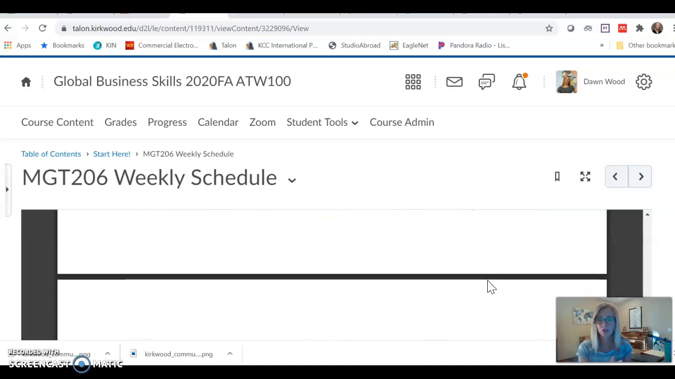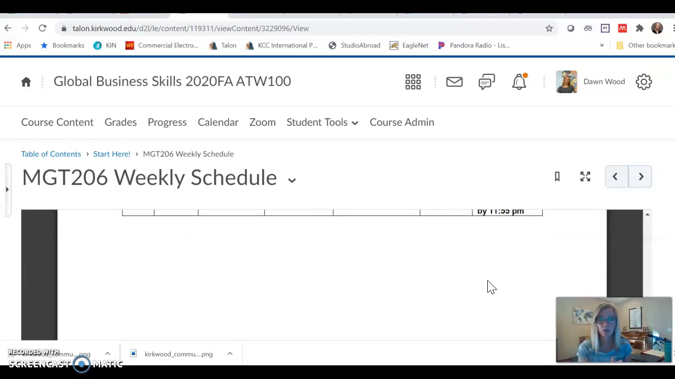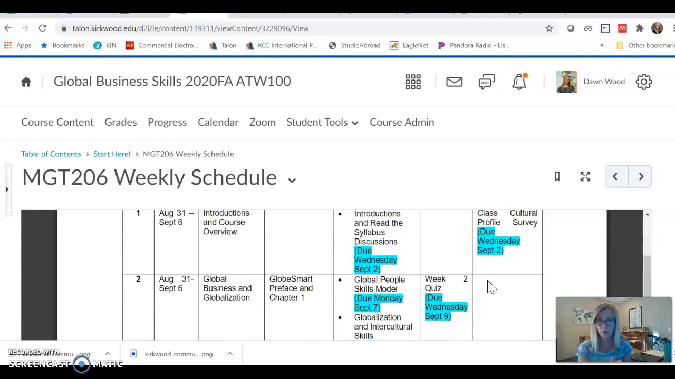If you're like me, you like to be organized, this is very helpful, and will tell you what's due and when every single week so you can plan out your schedule. But like I said, week 1 and week 2 are actually just 1 week, August 31st to September 6th. Since I didn't have a lot planned for the first week, I decided to just merge those two together.